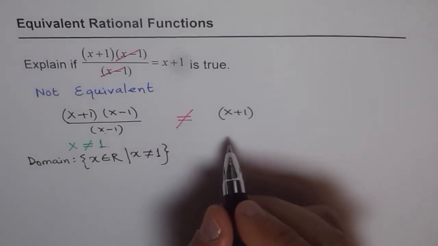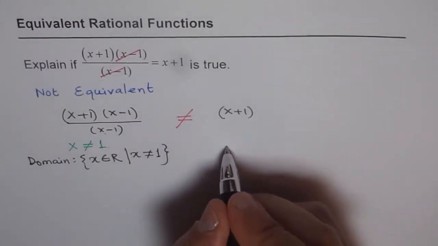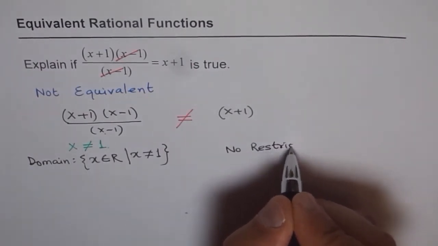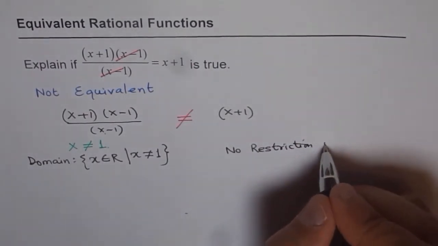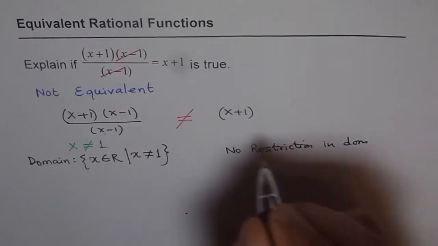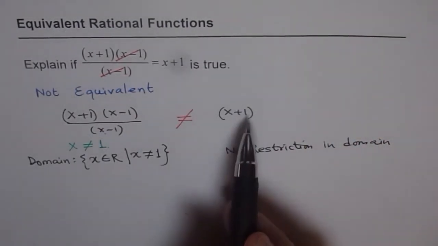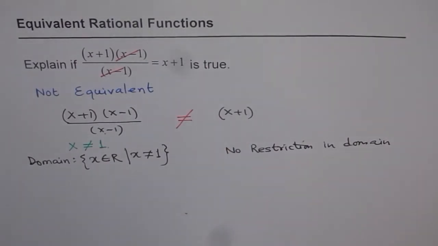Here, do you have any restriction in domain? No, there is no restriction in domain. Do you understand? Here x can have all the values, correct? x can be 1. If x is 1, the value is 2, right? So that is how it is.